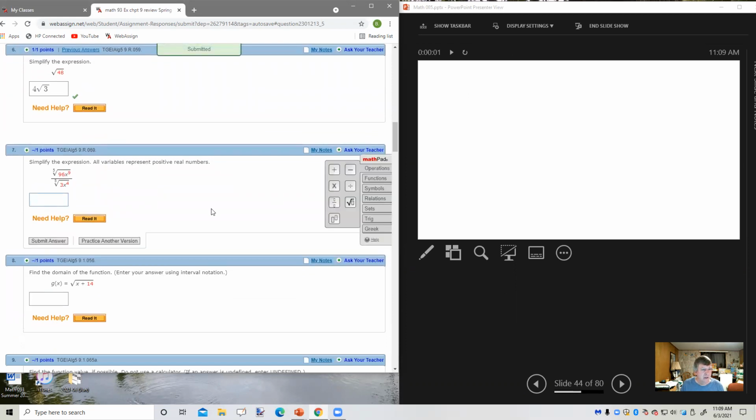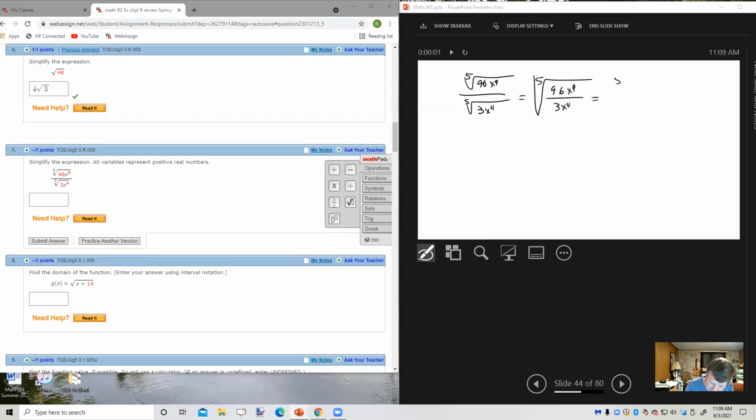Let's take a look at this one. We have the 5th root of 96x to the 9th over the 5th root of 3x to the 4th. Because they have the same index, we can write this as a single radical, 96x to the 9th over 3x to the 4th inside, which gives us the 5th root of 32x to the 5th. 32 is 2 to the 5th. So we've got the 5th root of 2 to the 5th x to the 5th, which would be 2x. We don't need absolute value bars because not only does it say the variables are positive, but we're taking an odd root, so it wouldn't matter.